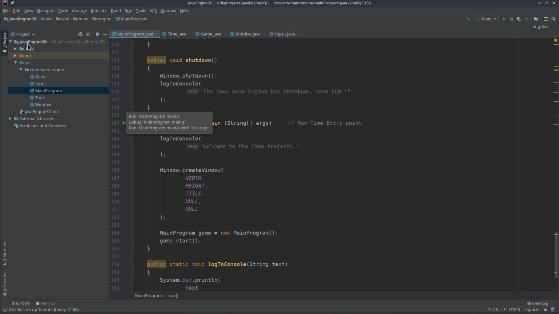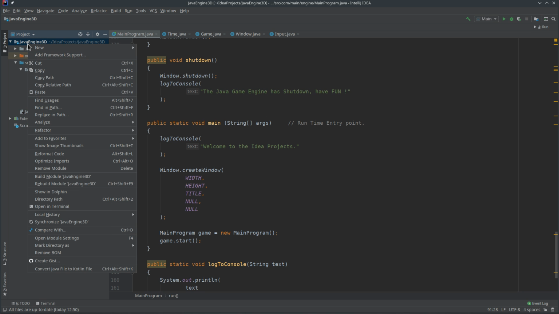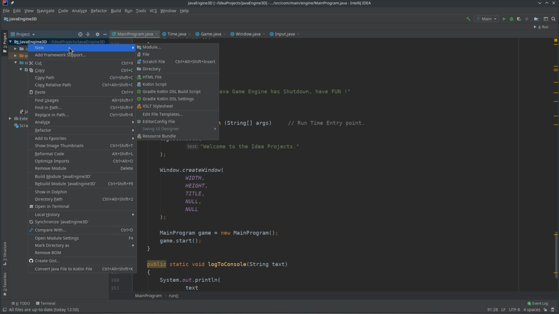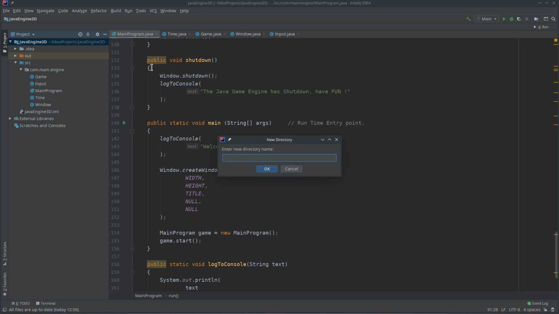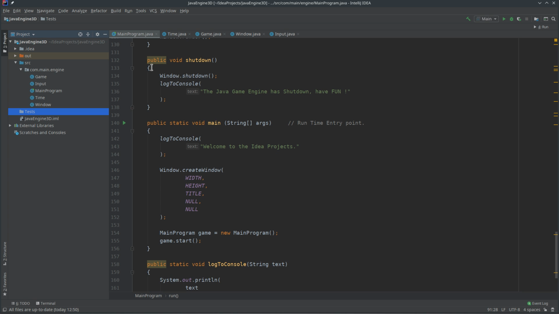So, under Java Engine, I'm going to have a new directory, module, directory. I'll have a directory, and I'll call it tests. Let's see if that works. Yeah, that's worked.